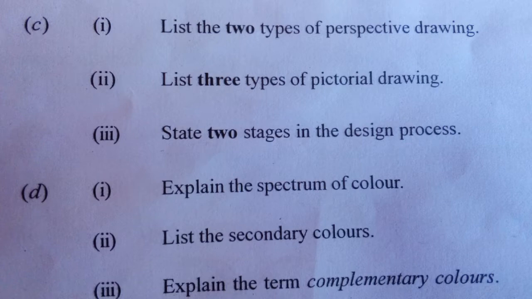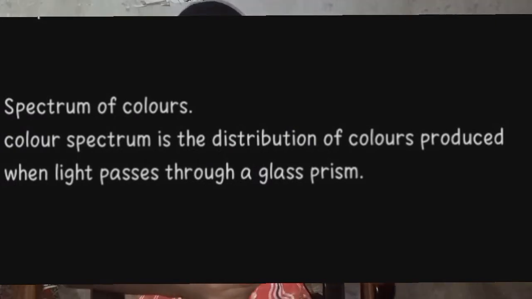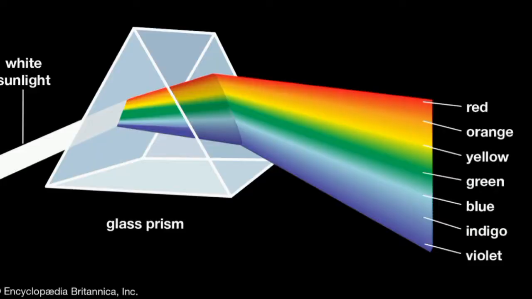Okay, 1D I. Explain the spectrum of color. That's something different. Spectrum of color, or color spectrum, is a distribution of color produced when light passes through a glass prism. This diagram here shows how it looks when light passes through the glass prism and gives us the 7 colors we have over there.